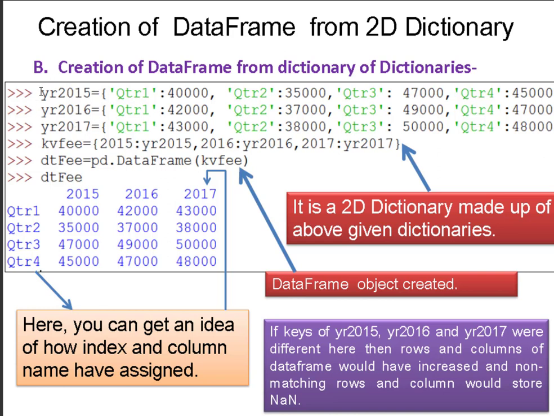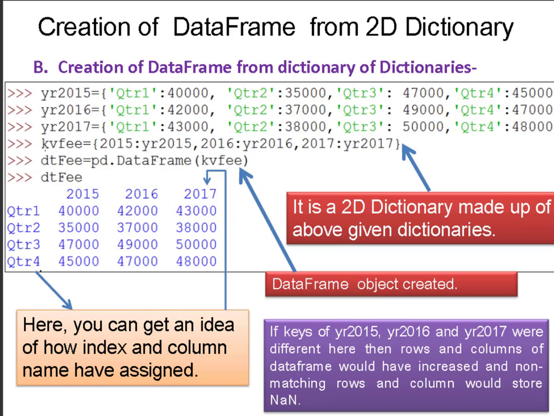Clear? All these records are stored in the form of a dictionary. So this is the key and this is the value. The same keys are there, but different data. Clear? So these are all the dictionaries. So how can you create a data frame with these dictionaries?